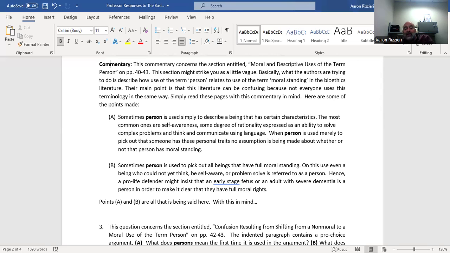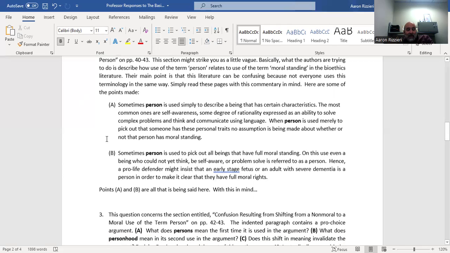But sometimes person is used to pick out all beings that have moral standing. On this use, even a being who could not yet think, be self-aware, or problem solve is referred to as a person. Hence, a pro-life defender might insist that an early-stage fetus or an adult with severe dementia is a person in order to make it clear that they have full moral rights.